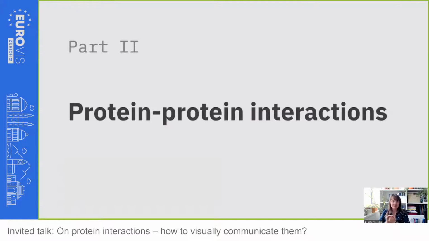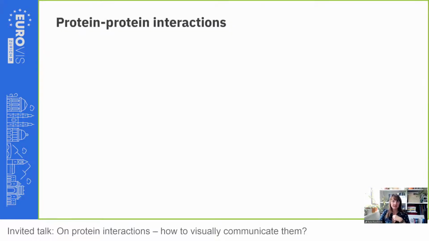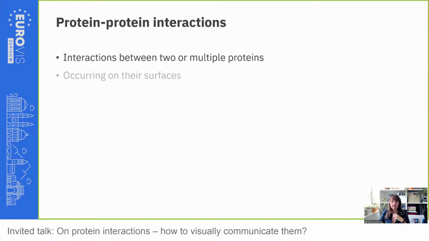So the second part I would like to mention, and it will be way smaller, is about showing and conveying the interactions between two or more proteins. So basically here we can really handle two or even more protein structures which are interacting together. Here the main difference is that the interactions are basically always happening on the surfaces of these proteins. As we've seen before, the case when the ligand was traveling to some inner part of the protein itself, this is not the case here. They are really interacting on their surfaces.